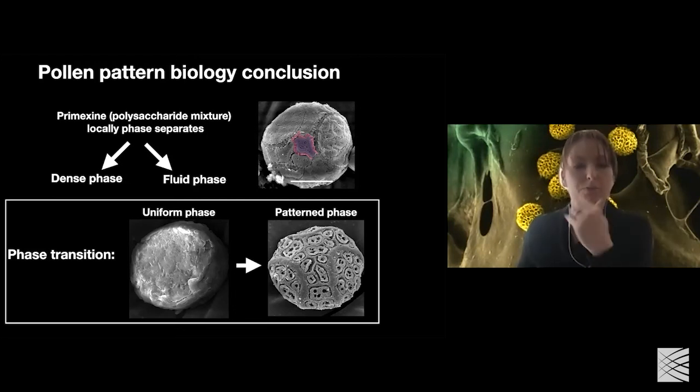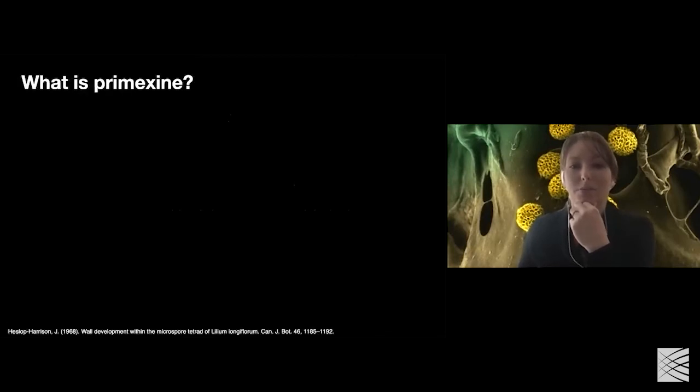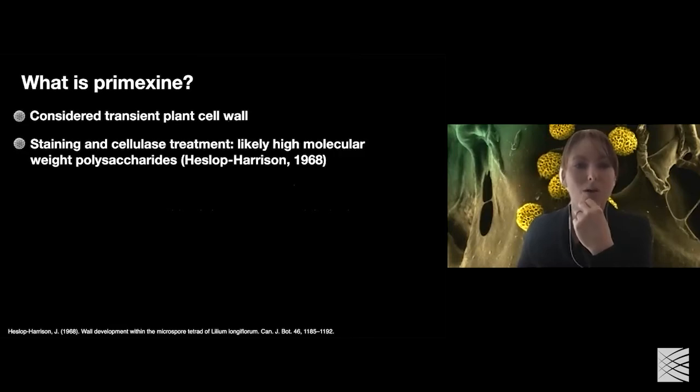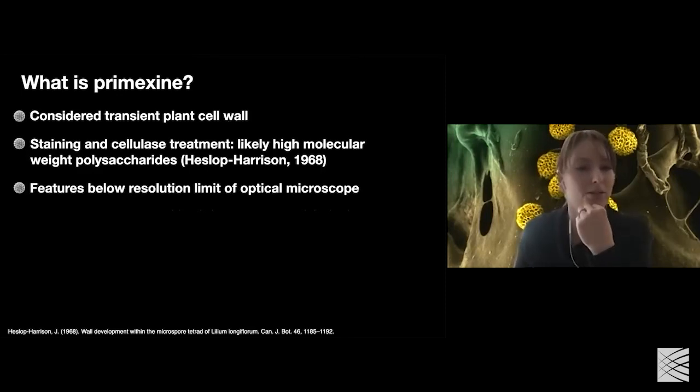Okay, so before I get into how we describe this mathematically, I want to first mention really briefly this Primexine material because I keep saying the name, but I don't really say what it is. And the reason why is because people don't really know what it is, but it's considered a transient plant cell wall. And basically studies done in the 60s showed that it's made of likely a high molecular weight polysaccharide mixture. And the problem is that the features are below the resolution limit of optical microscopes. So it's really difficult to do any staining studies and actually see in detail what this is.